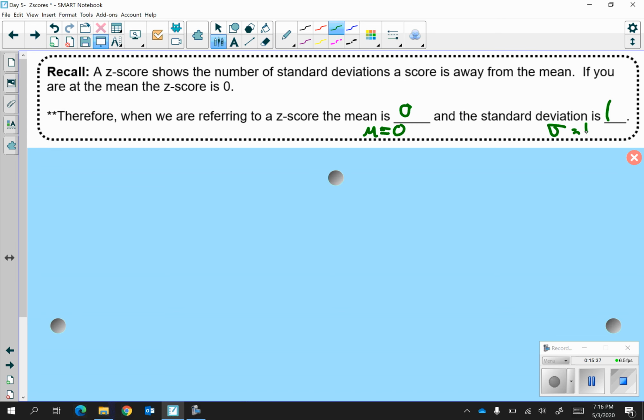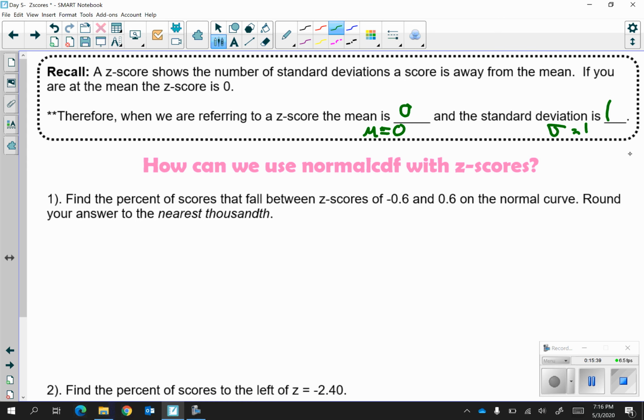So let's see how to use that in a problem. We're going to go back to normal CDF with z-scores. They want you to find the percent of scores that fall between z-scores of negative 0.6 and 0.6 on the normal curve. Round your answer to the nearest thousandth. Now, I know I'm going to need normal CDF because they're asking you to find a percentage of how many scores fall between a certain interval, and they're telling me it's a normal curve.